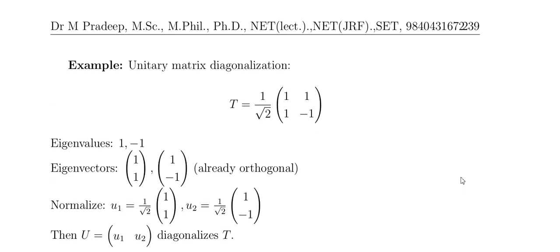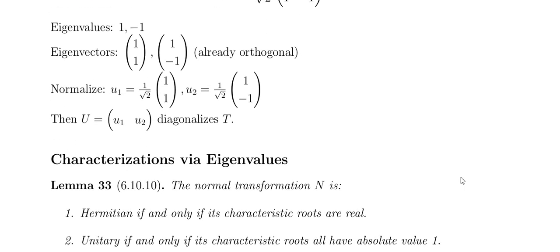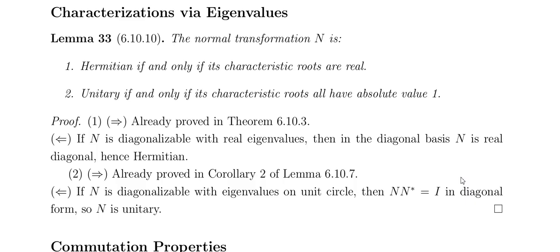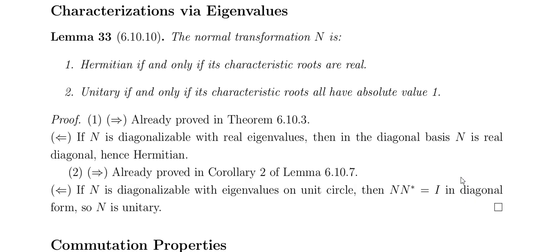And this is the example. A normal transformation N is Hermitian if and only if its characteristic roots are real. It is unitary if and only if the absolute value of its characteristic roots is 1, that is mod of lambda equals 1. So this lemma is very important.